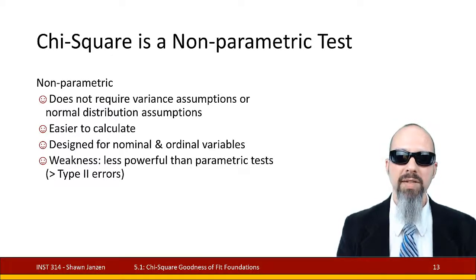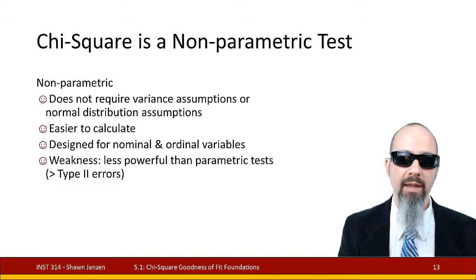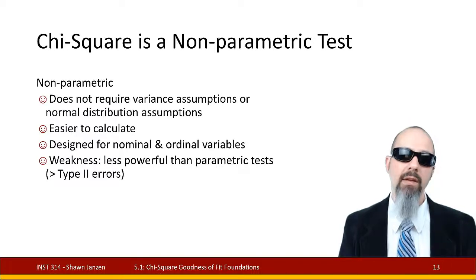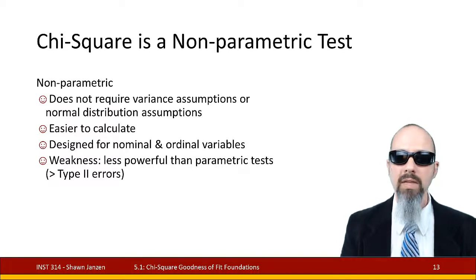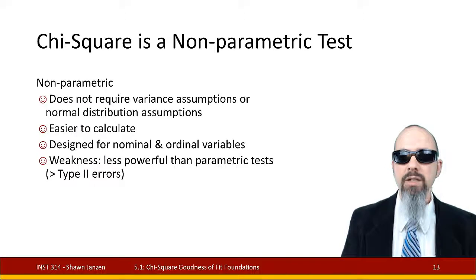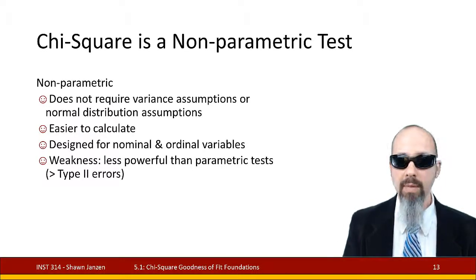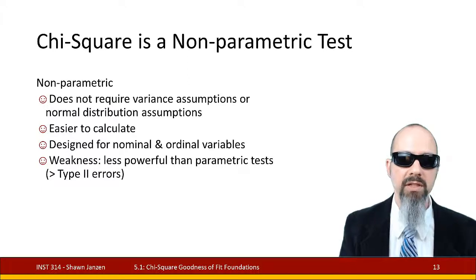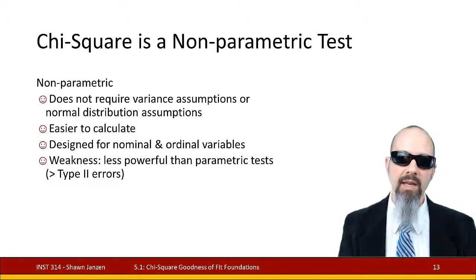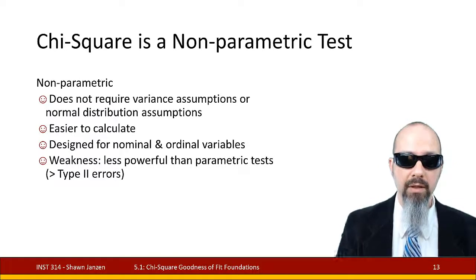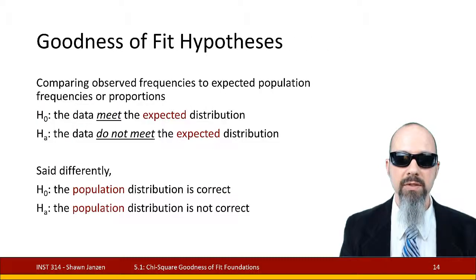Now, non-parametric tests are easier to calculate than their parametric counterparts. However, they're weaker than their parametric counterparts, only insofar as you have a greater chance of committing a type 2 error. That gets a little more into the math side of things that we're not going to explore too much in this course. But just keep in mind that non-parametrics aren't necessarily as strong, or powerful rather, than their parametric counterparts.